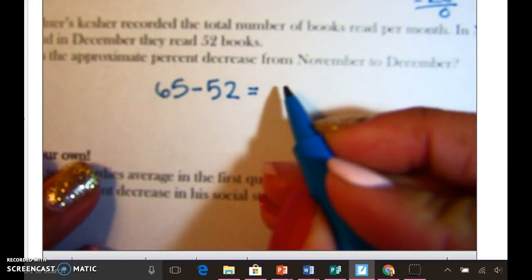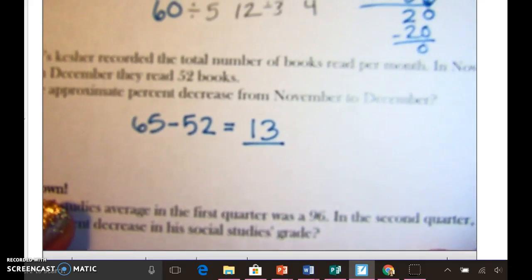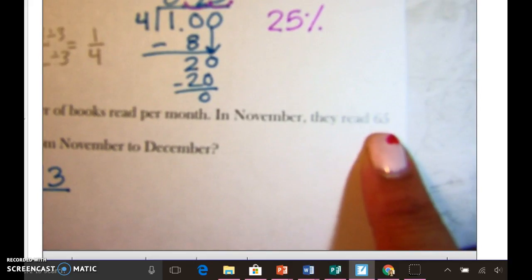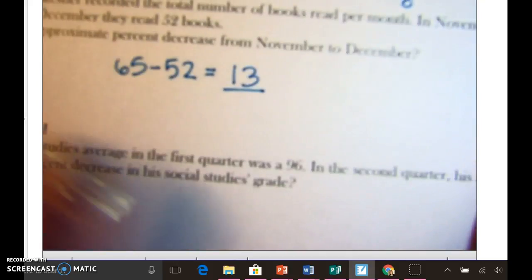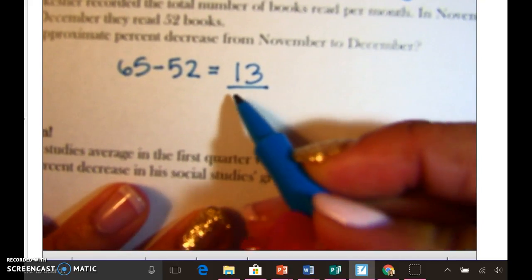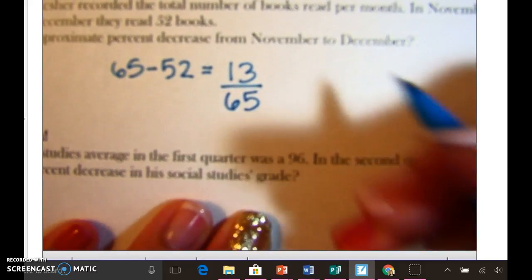65 minus 52, 13. And now I need to find the original amount. What was the original? Well, the original amount was how many books they read in November. So I need to put 13 over 65. So I try to think if I can reduce this to make it easier, and I can't think of anything that goes into 13 and 65, so I'm just going to have to divide, and it's okay.